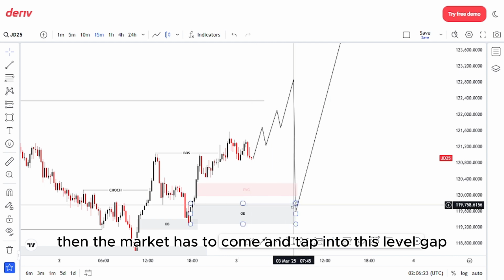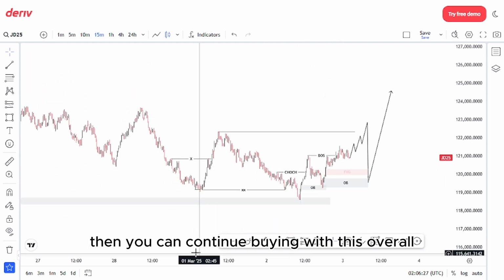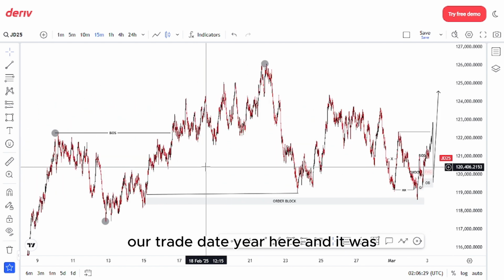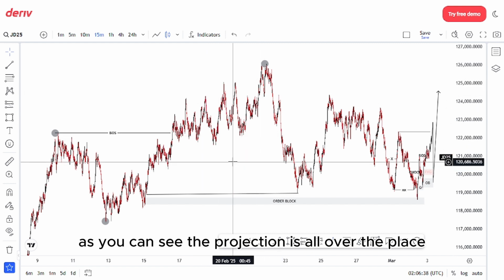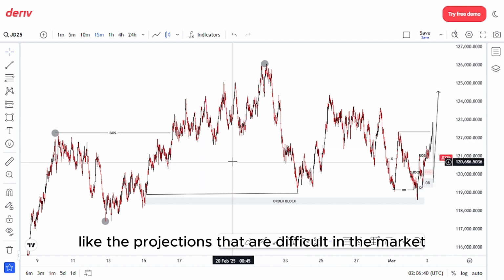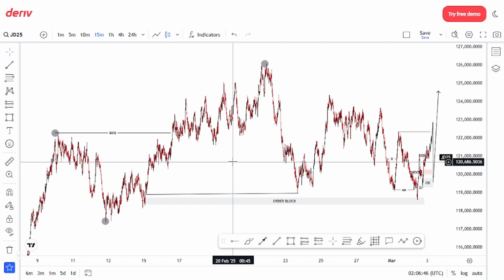Then the market has to come and tap into this fair value gap, then we can continue buying with this overall trade idea here. It was a bit tricky, just because there's a lot going on. As you can see, the price action is all over the place, but you just need to learn how to trade the price actions that are difficult in the markets, and you'll be good, guys, when it comes to trading SMC.